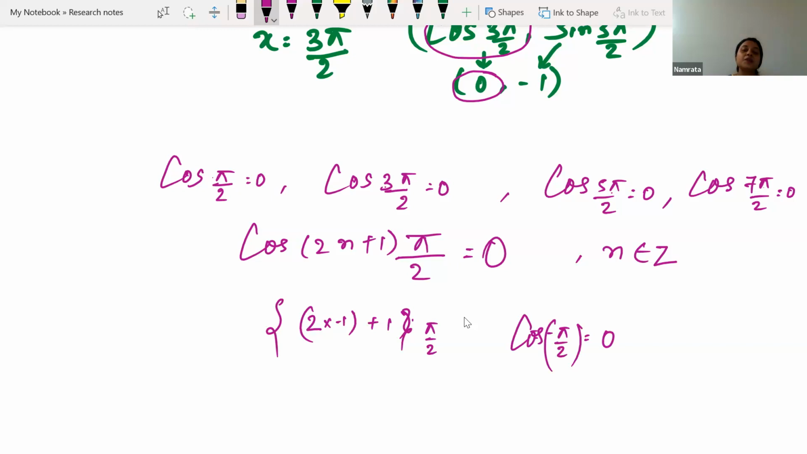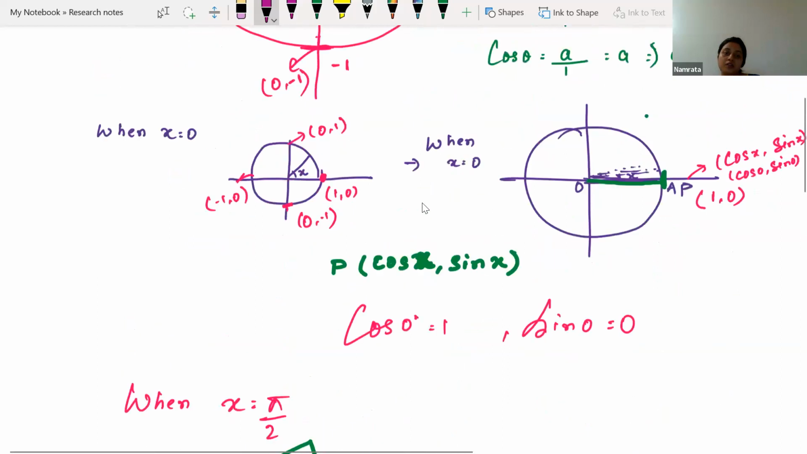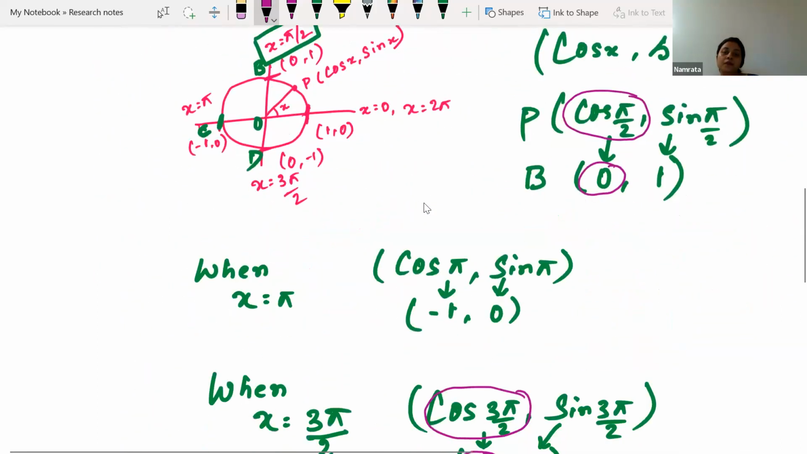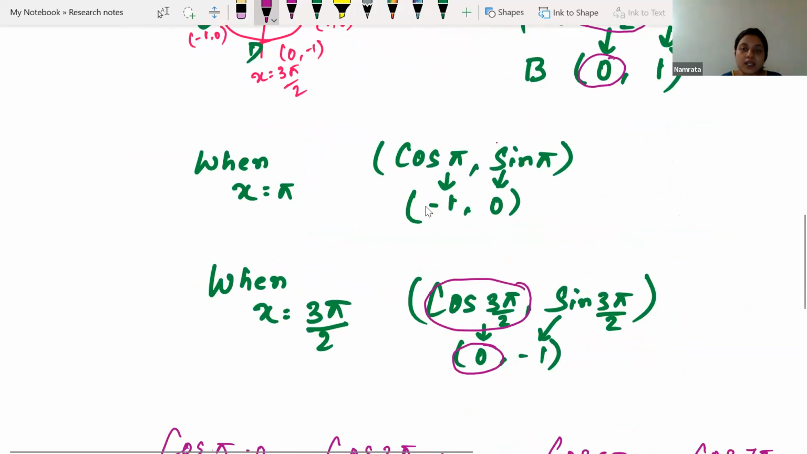Getting it? Similarly, whatever you take in place of n, minus 1, minus 2, minus 3, 1, 2, 3, 4, 5, 6, 7, 8, any integer, you will get an odd number in front of pi by 2. And that value will always and always be 0. Similarly, from the above, we can find the conclusion. Can you see sine pi is 0?